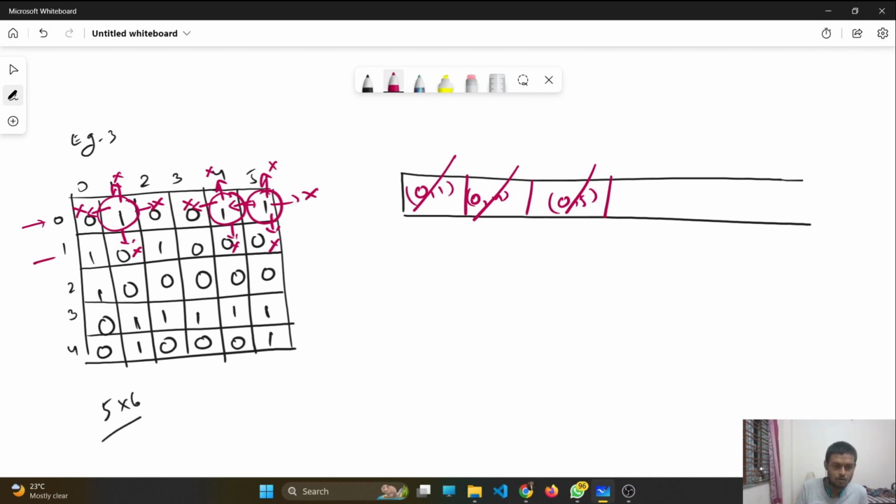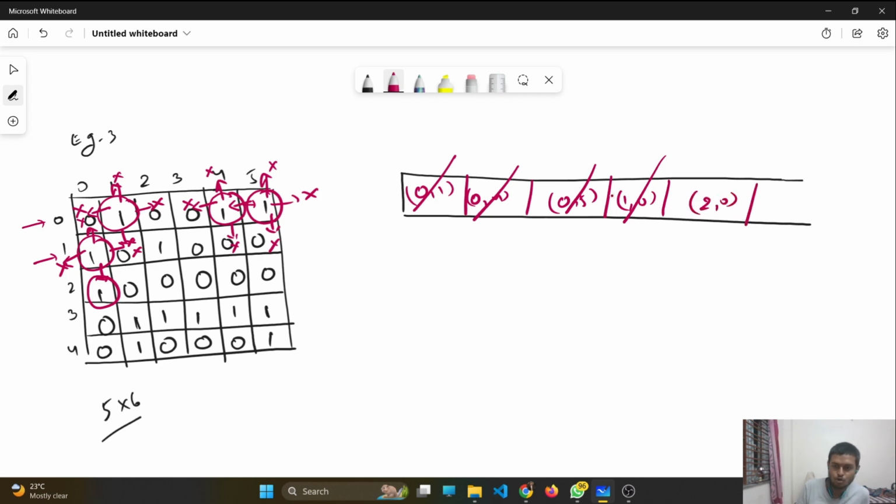So for the next row, we would check it out. So this is 1 comma 0. For 1 comma 0, let's check it out. Top, there is no land cell. Right, there is no land cell. Left, it is restricted. Bottom, we find one land cell. Let's push in. That is 2 comma 0.